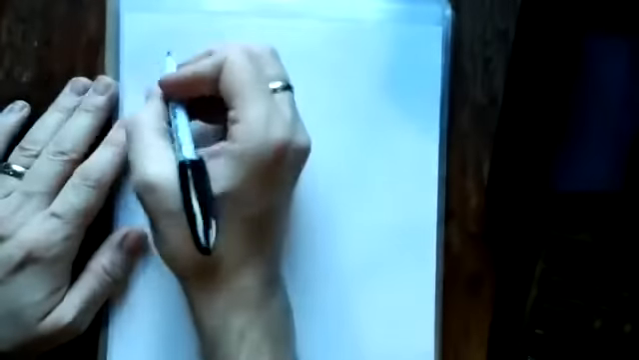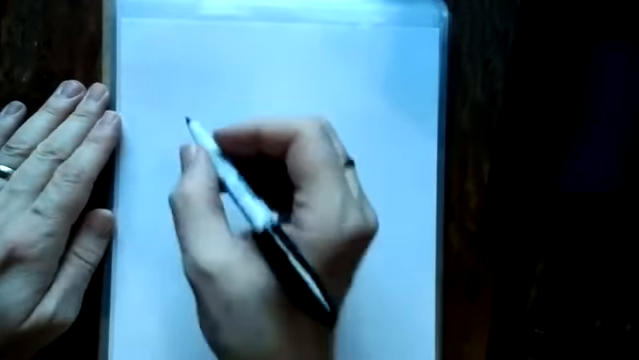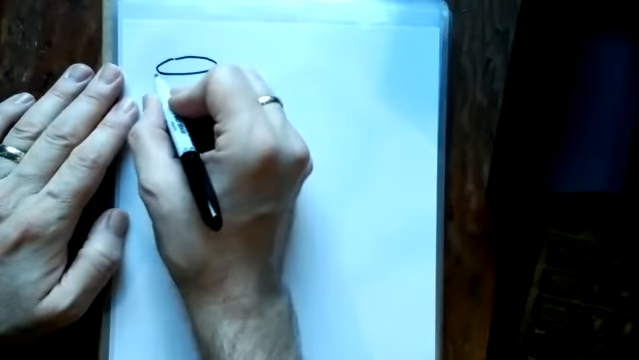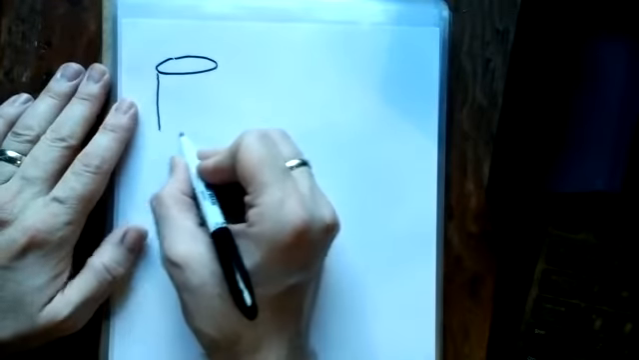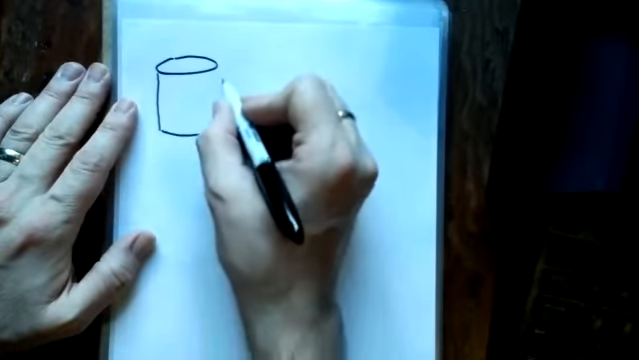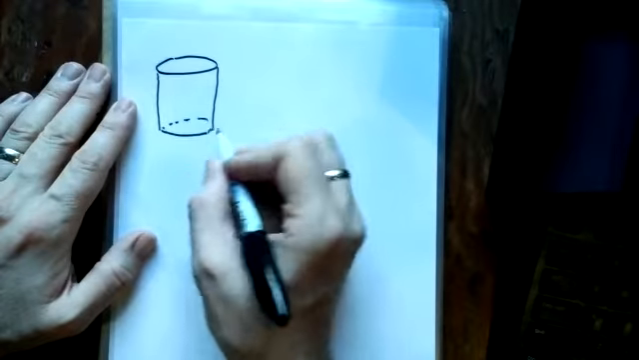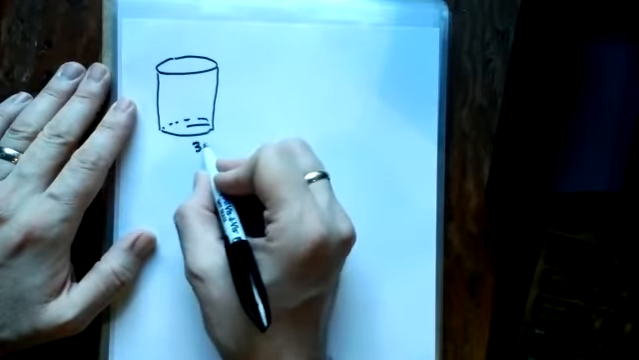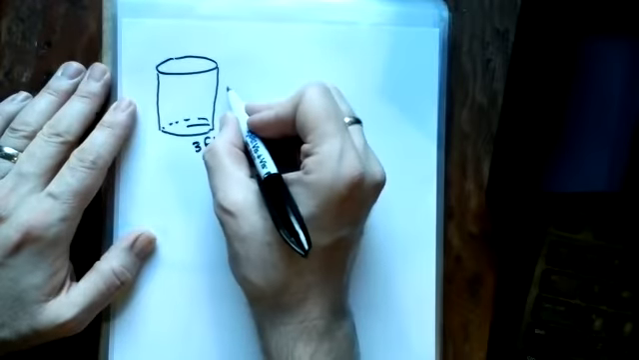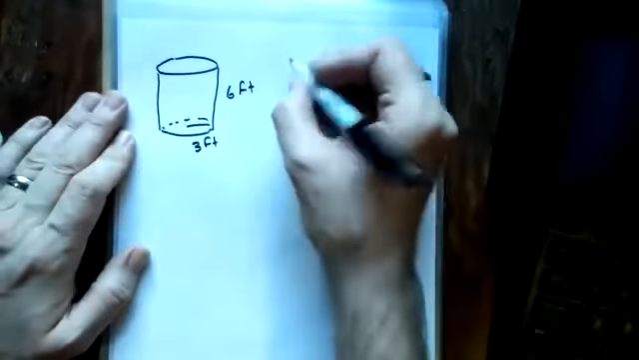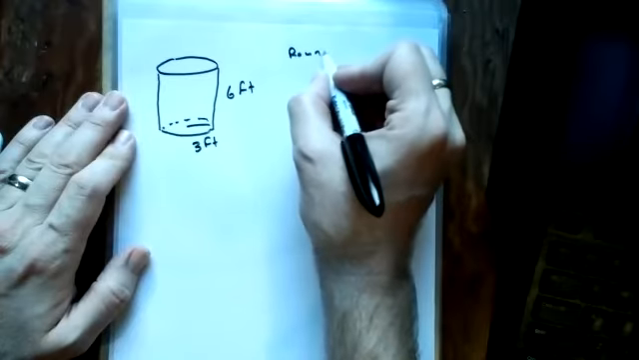Let's take a look at, say, the volume of a cylinder. And this is obviously not to scale. I'm going to have some sort of upright cylinder here. Also, we've got a radius here of 3 feet and a height of 6 feet. And let's round to the 100th.